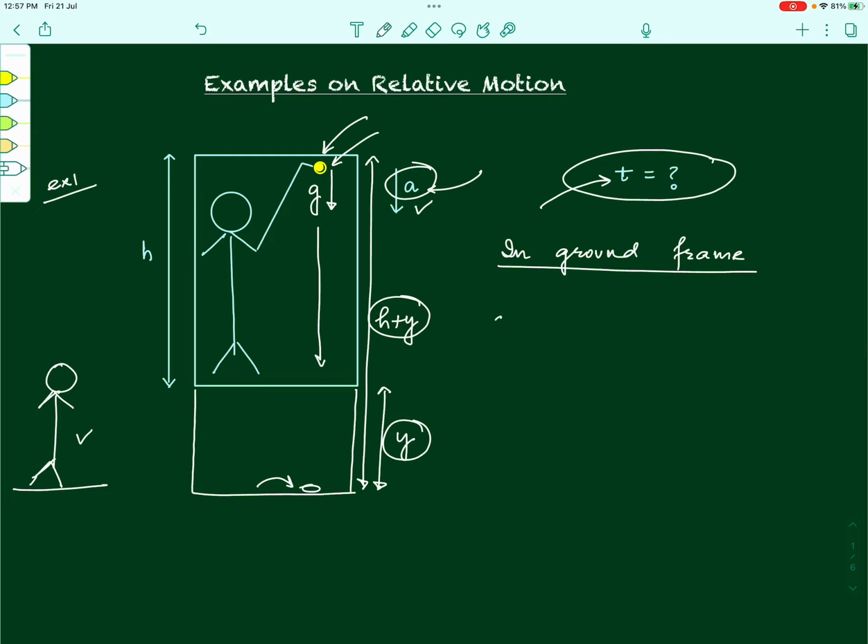for the coin we can write the displacement equation in terms of the acceleration, the second equation of motion, s is equal to ut plus half at squared, which for the coin would be h plus y, the displacement, is equal to ut. Now, if we assume that the moment when the coin was dropped from the elevator top, the elevator itself was having a velocity of u.